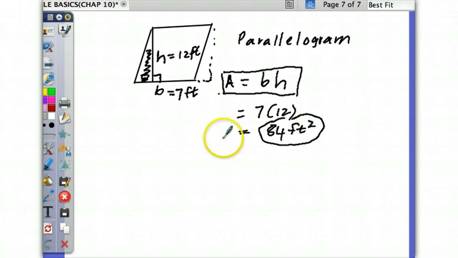All right, so that's pretty much it in terms of basic areas. When I do circles, then I'll give you some area for circle and so on, all right?